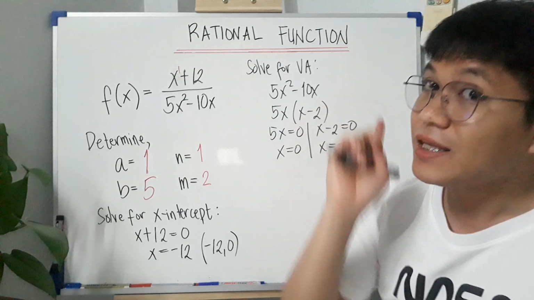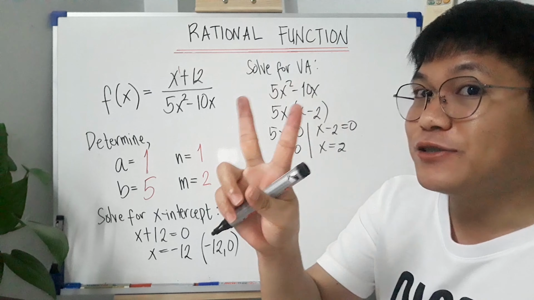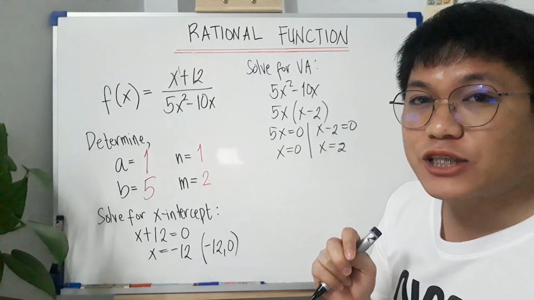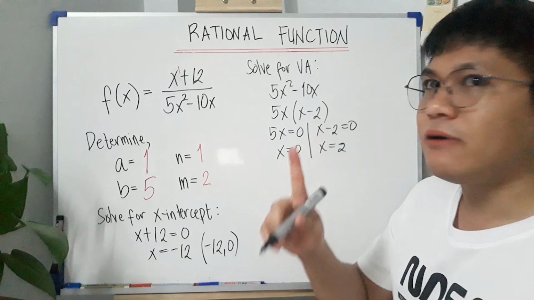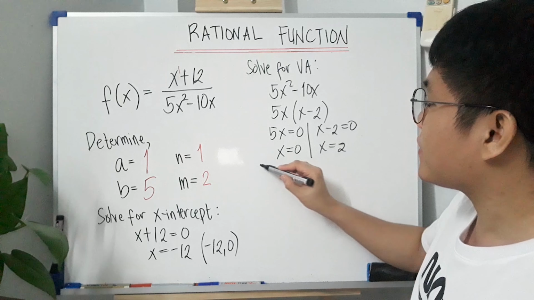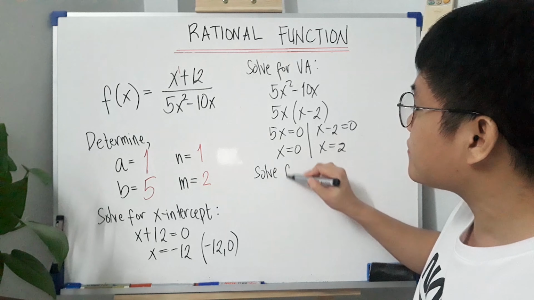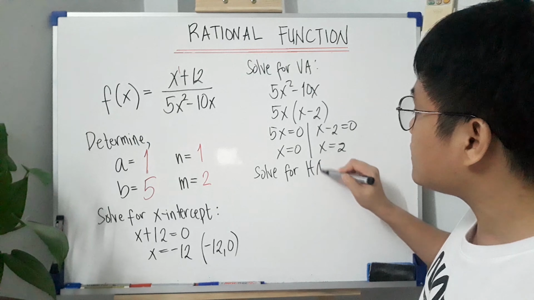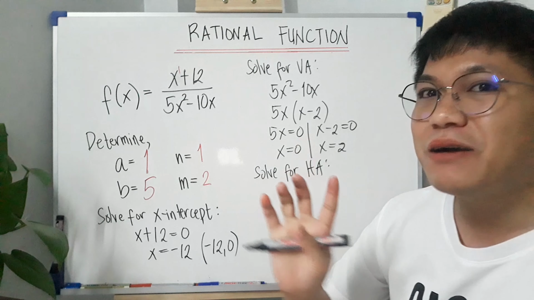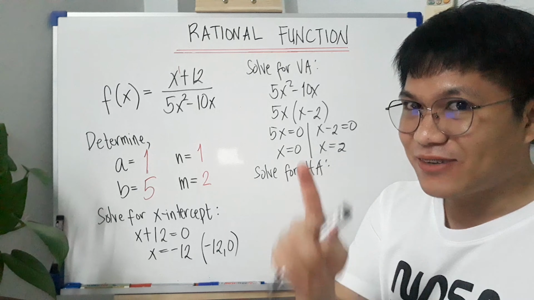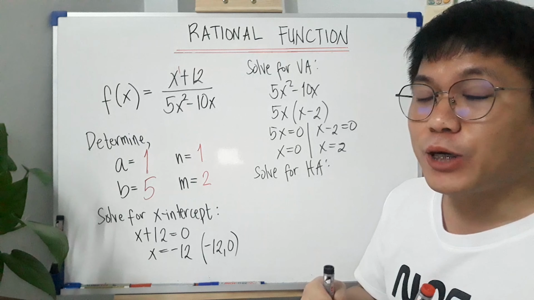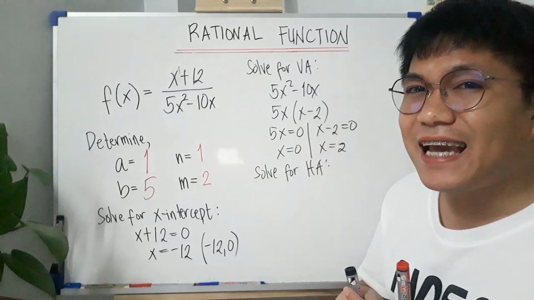Therefore, yes, it's correct. There are two vertical asymptotes in this given rational function. One asymptote is given by the line x is equal to 0, and the other asymptote is given by the line x is equal to positive 2. How about our horizontal asymptote? Can you still remember the three cases in the horizontal asymptote? That's great. Now, in solving for the horizontal asymptote, what did I say?